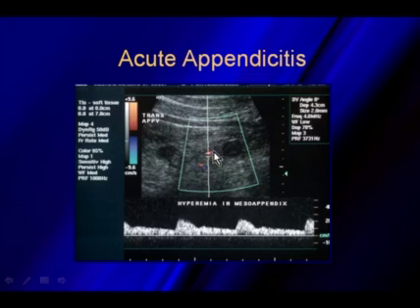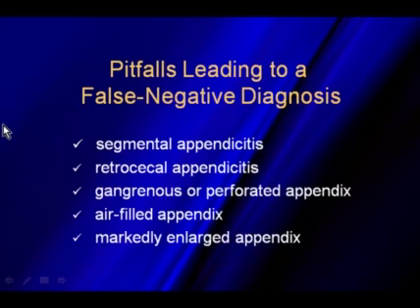Now, even if the appendix becomes gangrenous and avascular, you can still pick up hyperemia within the mesoappendix. So sometimes you won't always see increased blood flow within the appendix. It can become gangrenous and avascular, but you will pick up blood flow within the mesoappendix, and you can see that low velocity flow within this case of hyperemia of the mesoappendix.